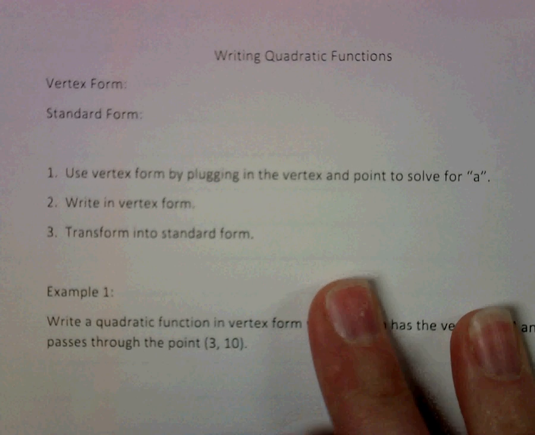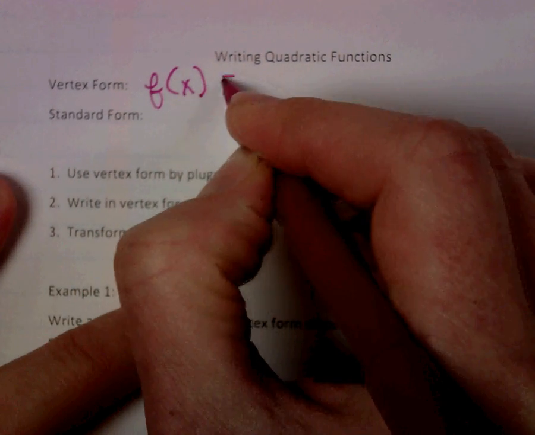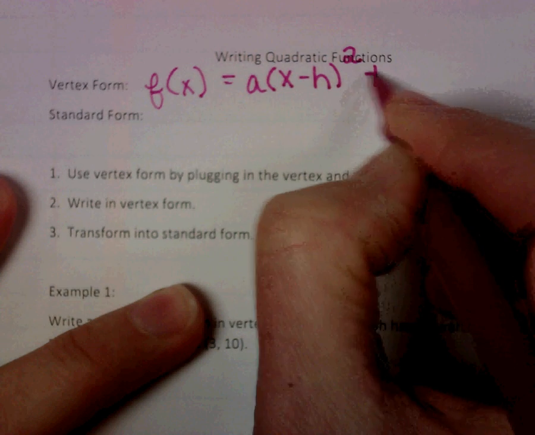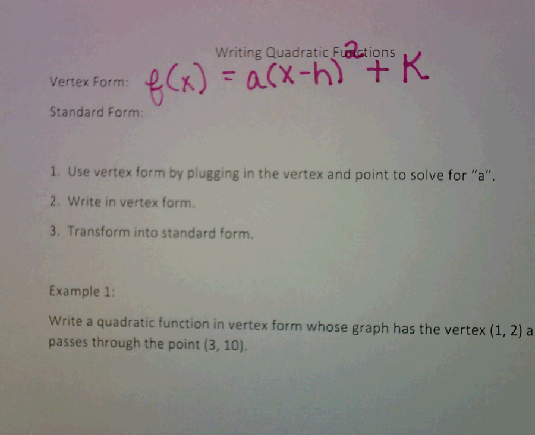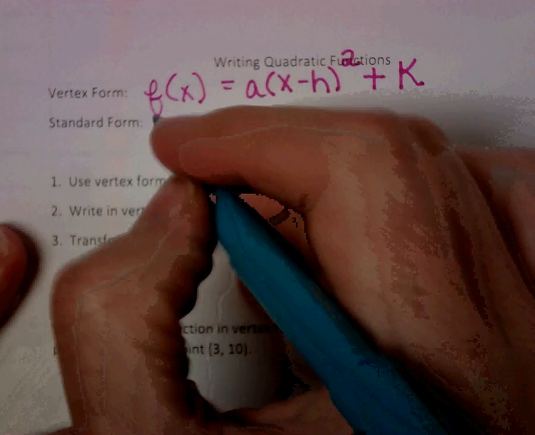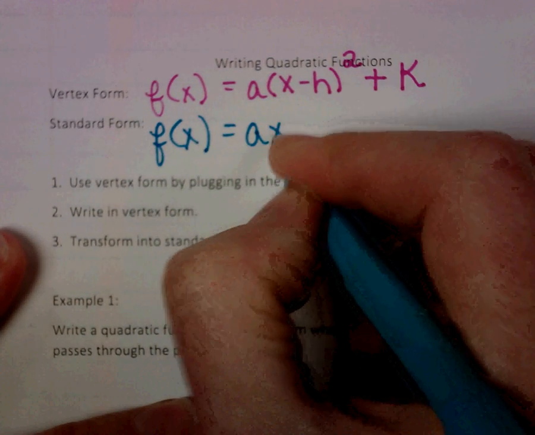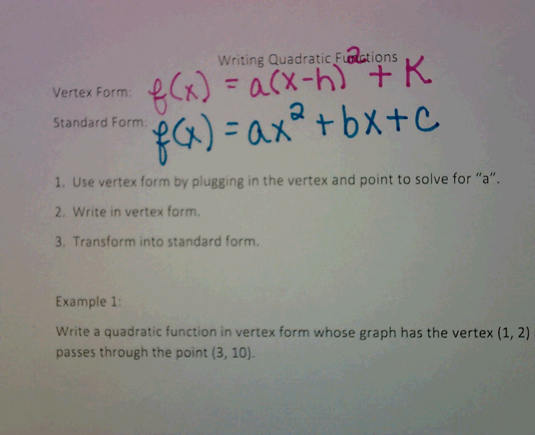So the first thing I just want to remind you of is the two different forms that we've already talked about. Remember, vertex form of a quadratic equation is f of x equals a times x minus h squared plus k. Remember, (h, k) represents the vertex. And what we're going to be looking at today is how to find that a value, because a, remember, affects the width of our graph. Standard form of a quadratic is f of x equals ax squared plus bx plus c. And in this case, remember, a, b, and c are just numbers. They just represent real numbers.